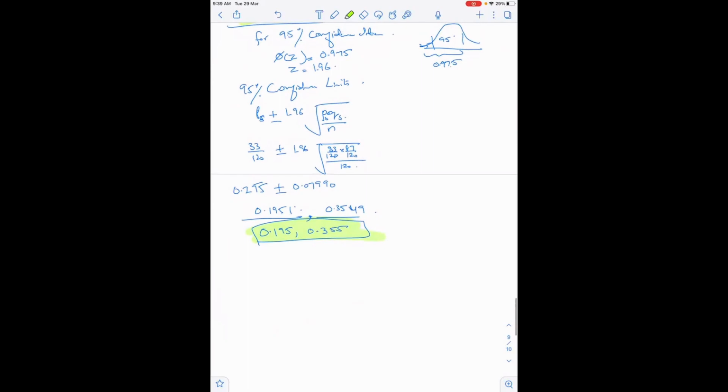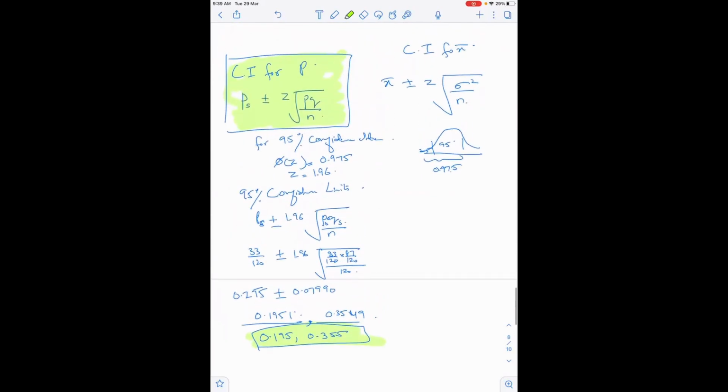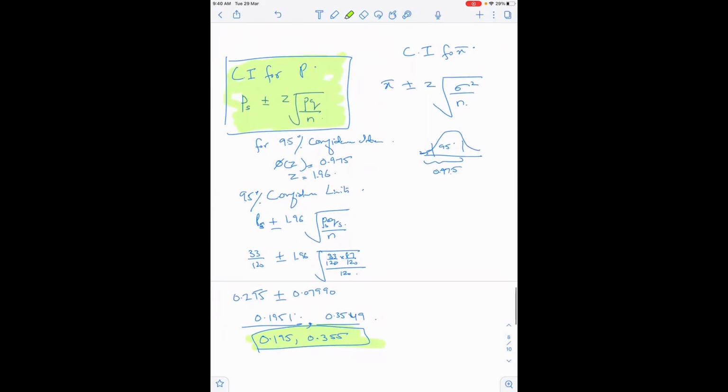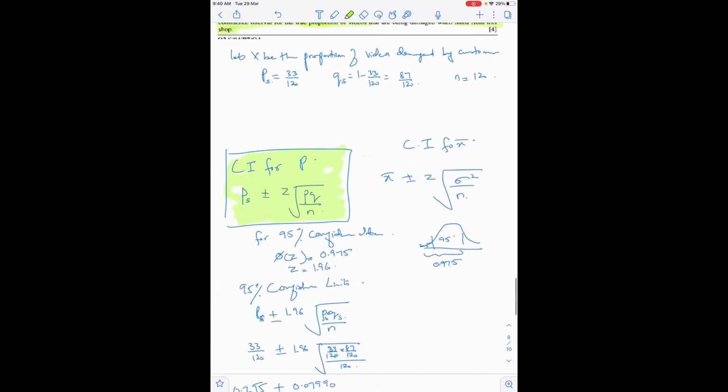We are doing the confidence interval for the population proportion right now. Before this, what did we do? Confidence interval for the population mean. Now we are doing population proportion. That means instead of the mean, if they talk about population proportion and give the proportion, that means how many out of how many in the sample. Okay? So we have to use this formula instead of the mean formula.